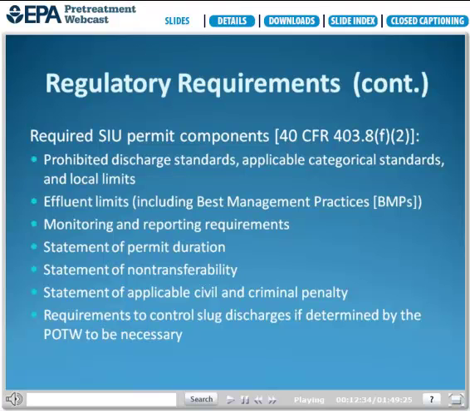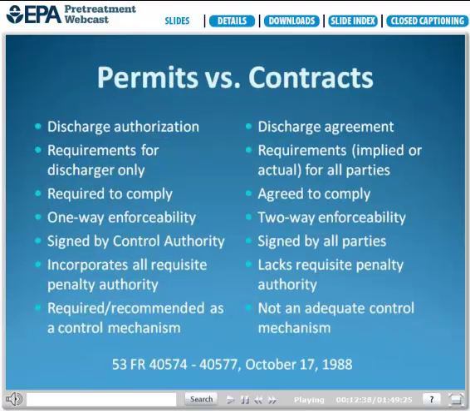A permit is considered to be an adequate control mechanism. However, a contract is not. The differences between a contract and a permit and why a contract is not an acceptable control mechanism are discussed at length in a 1988 Federal Register notice that is cited at the bottom of this slide.